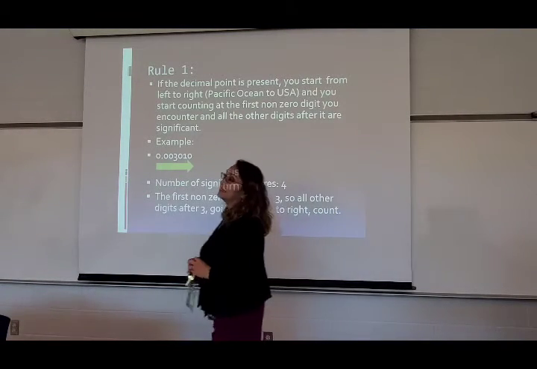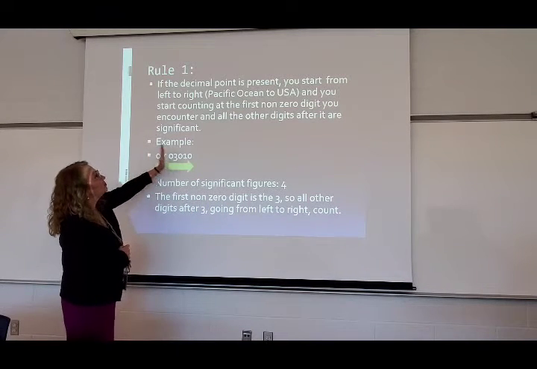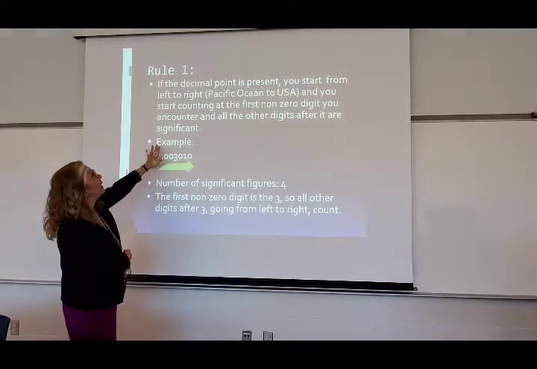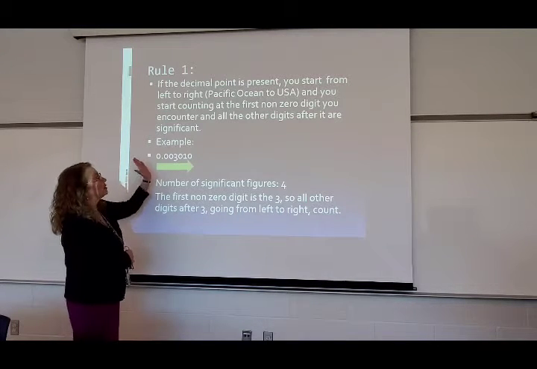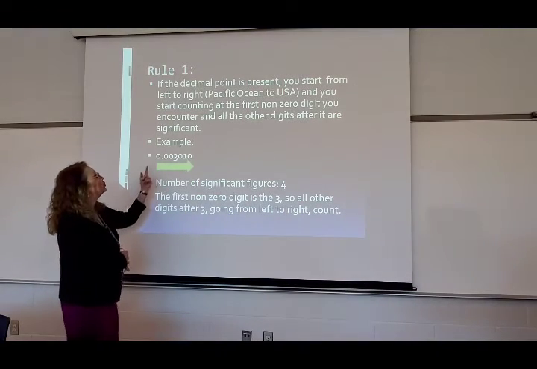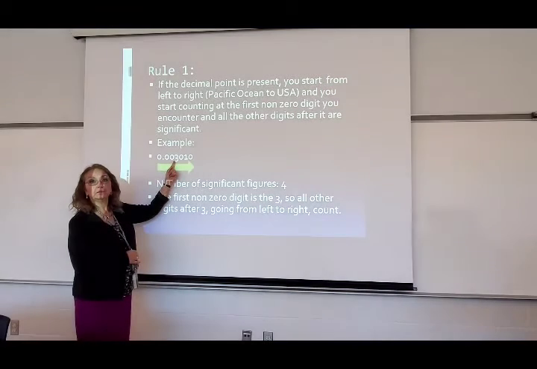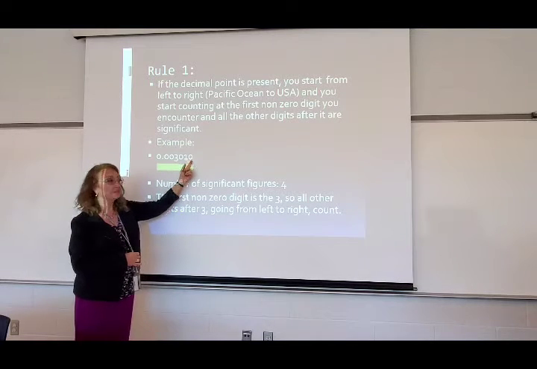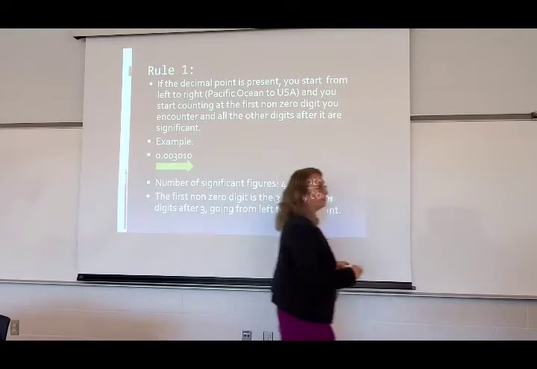Rule 1. It says, if the decimal point is present, you start from left to right. So as if you're going from the Pacific Ocean to United States, and you start counting with the first non-zero digit you encounter, and then all the other numbers after it are significant. So to look at this example, you would say first non-zero, going from left to right, is this 3. And then all these other ones are significant, which makes this 4 significant figures. Okay?